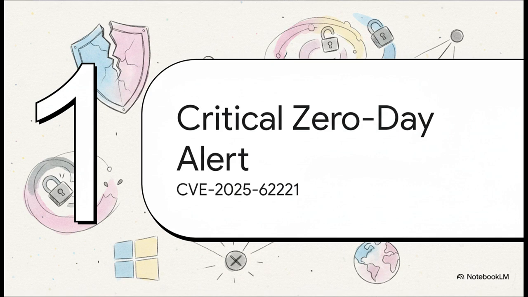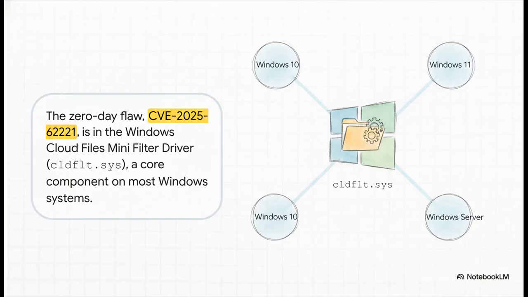Let's break down the vulnerability at the heart of this whole thing, which is being tracked as CVE-2025-62221. Now here's the real kicker. The reason this is so widespread is that the flaw isn't in some obscure piece of software you might have installed. Nope, it's in the Windows Cloud Files Mini Filter driver. That's a core system file that helps manage things like your OneDrive files. It's built right into modern Windows systems. We're talking Windows 10, 11, and even Windows Server. That means the attack surface here is just massive.